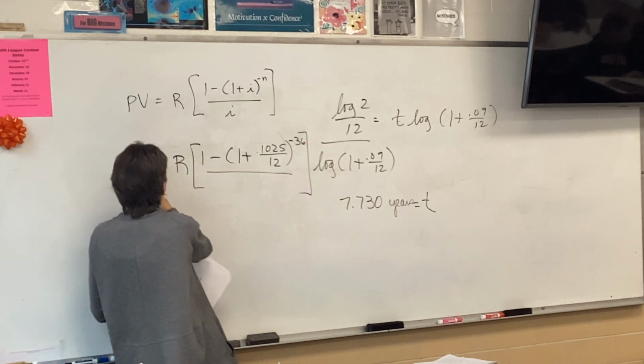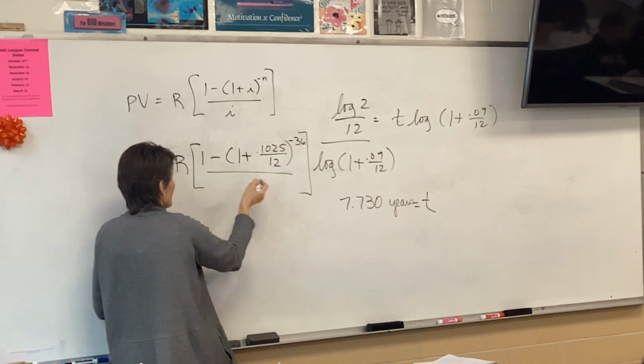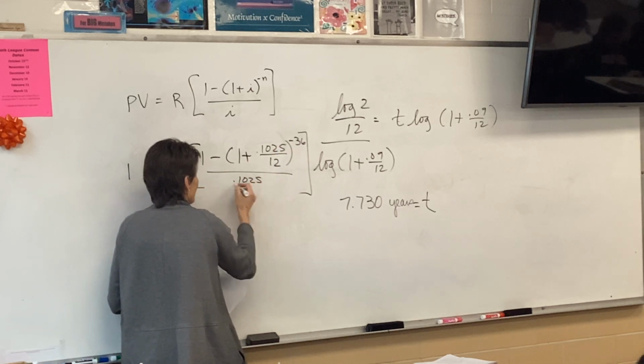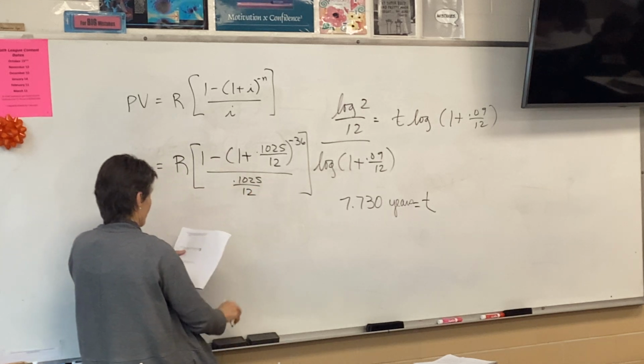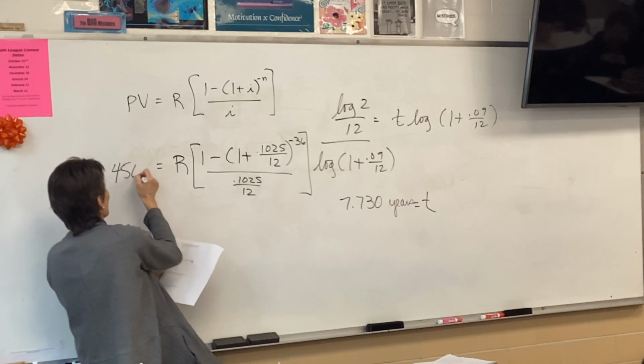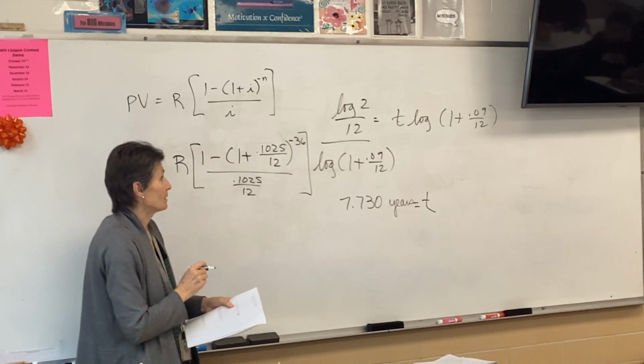Remember, it is negative in this formula. And I'm going to divide by 0.1025 divided by 12. And what's this going to be equal to? 4,500. That's the present value of the loan. That's right. How much does she owe? $4,500.